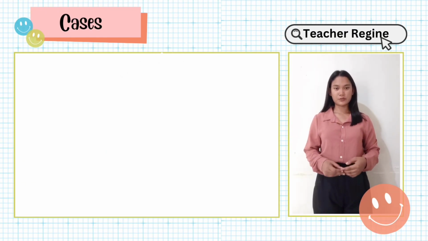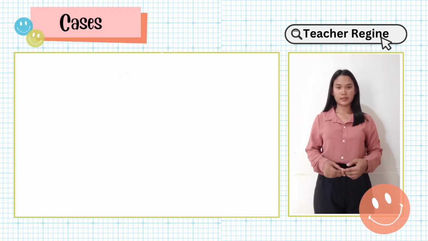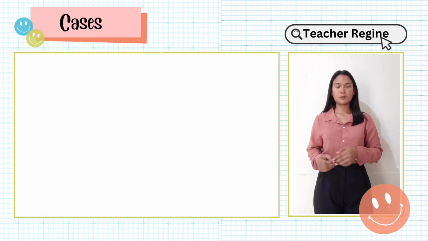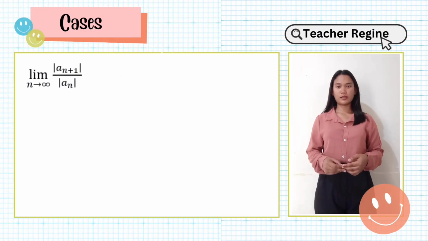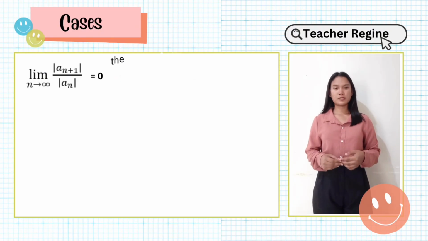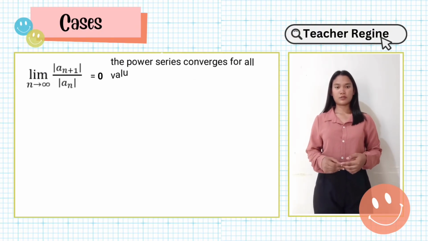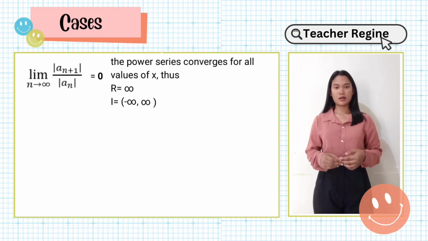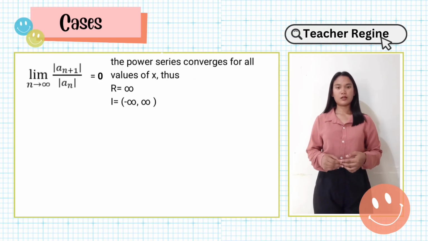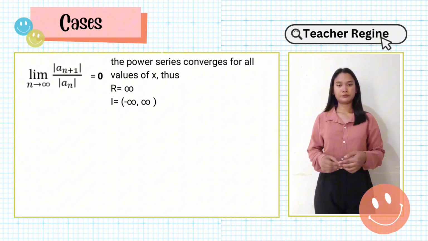Conditions for finding the radius of convergence and interval of convergence in a power series. Case number 1. The limit as n goes to infinity of the absolute value of a sub n plus 1 over a sub n is equal to 0. When the ratio test gives a limit of 0, the power series converges for all values of x. Thus, the radius of convergence is infinity and the interval of convergence is negative infinity to infinity.